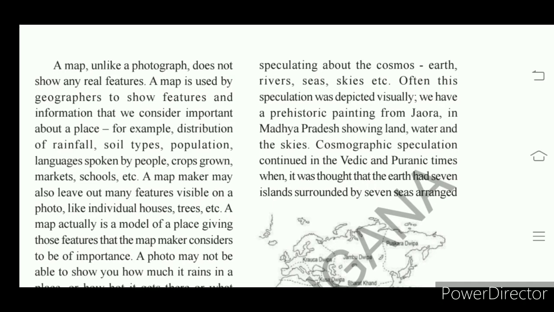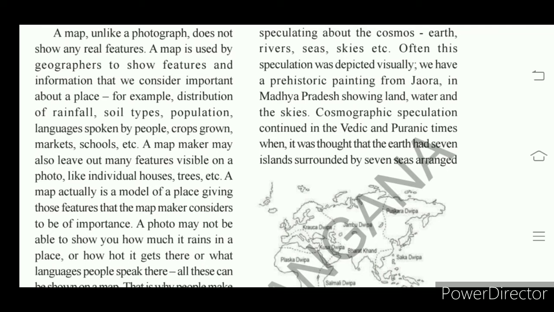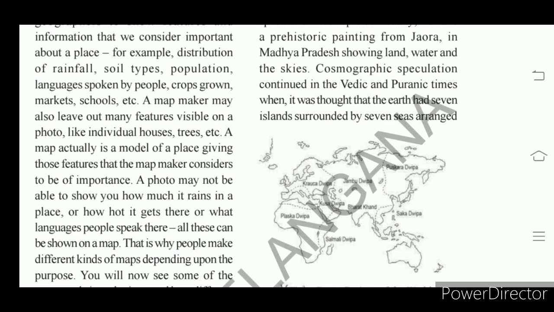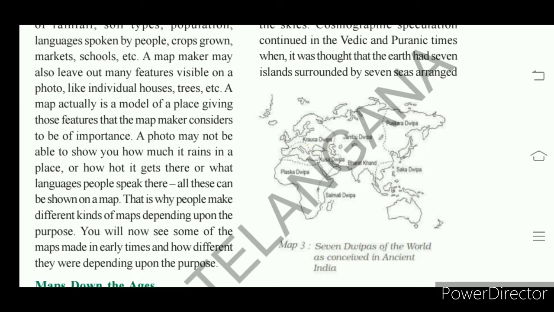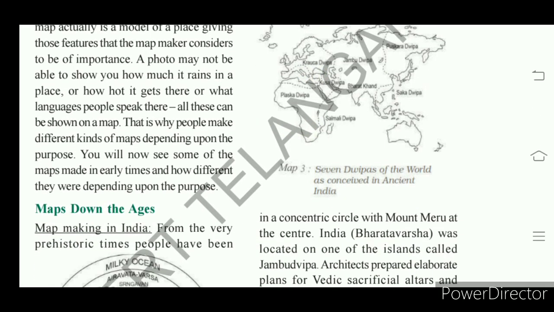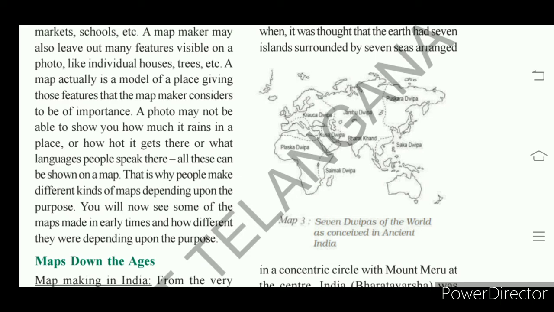Look at this one, right? There Madhya Pradesh is shown, showing land, water and skies. In Vedic and Puranic times, they thought that Earth had seven islands, nothing but seven continents, which are surrounded by seven seas. This is the water map here.